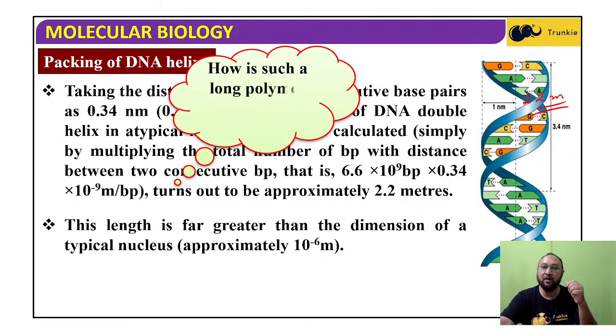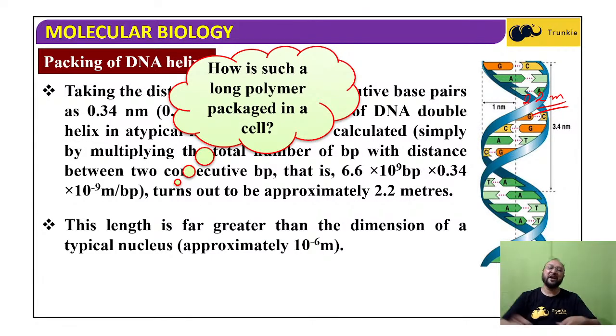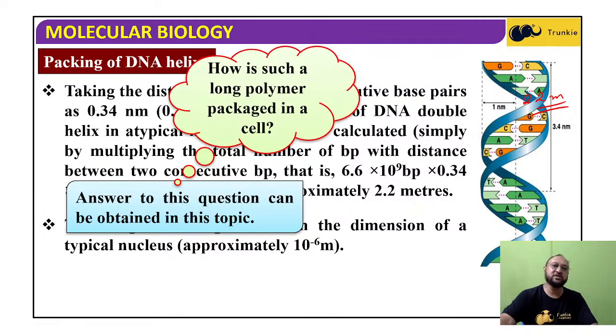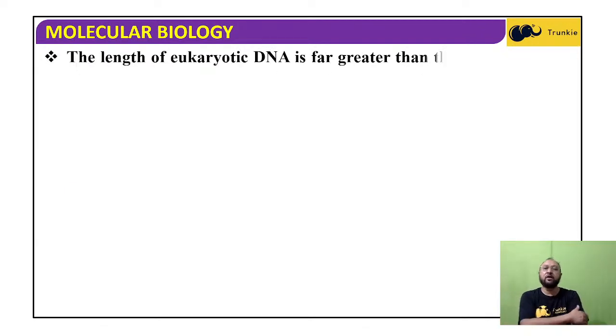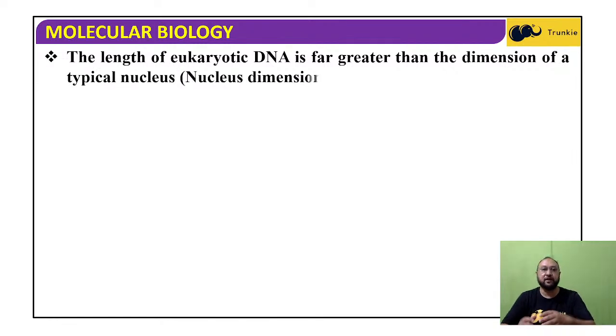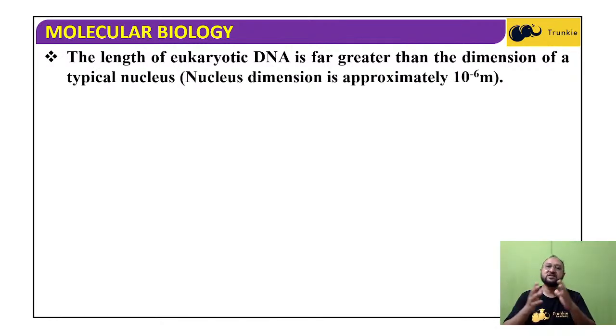So how is such a long polymer packaged in a cell? This is the magic of packaging. It is packaged in such a way that it is accommodated in the small dimension of the nucleus. The answer to this question can be obtained in this topic that we are going to study, the packaging. The length of eukaryotic DNA is far greater than the dimension of a typical nucleus, which is about 10 to the power minus 6 meter.